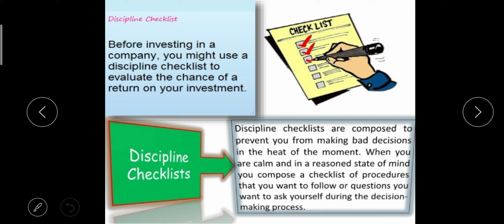But when we discuss in the meeting, we may forget some points. So before that we can make a list of the questions or the things we are going to clarify with the team or the company. That is called a discipline checklist.